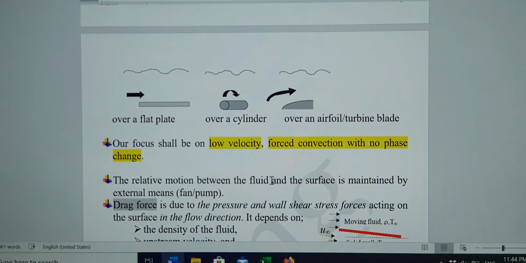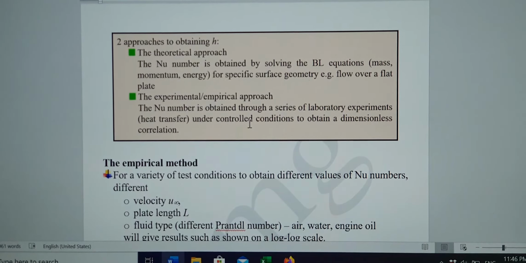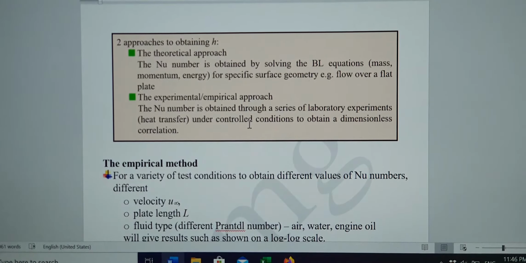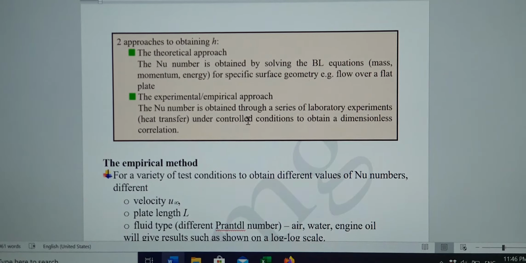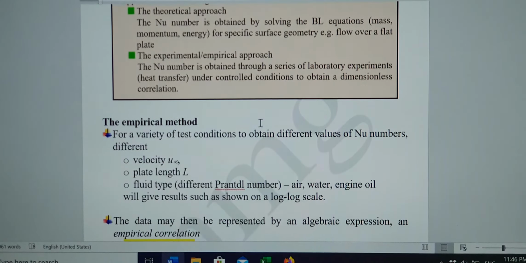The second approach to get h is the experimental or empirical approach, where the Nusselt number is obtained through a series of laboratory experiments, heat transfer under controlled conditions, to obtain a dimensionless correlation. So these experiments that have been done by researchers may involve different fluids, different lab conditions, etc. And they may come up with a similar form of correlation, or may be different. There are actually many correlations for h. In this class, we are going to see only a few.